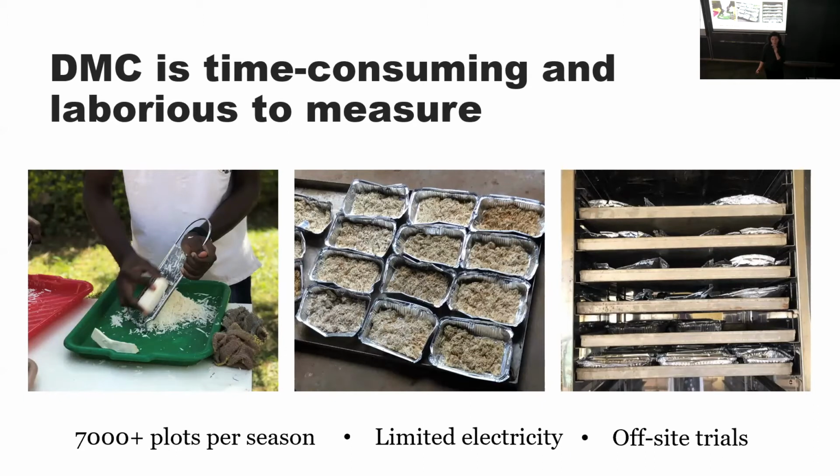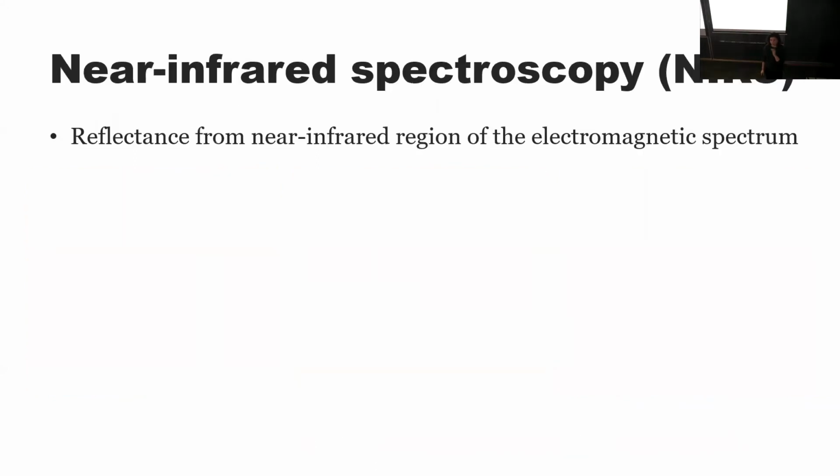And when you consider that there could be thousands of plots per breeding program per season and limited electricity that could make the ovens go offline, and then off-site trials that you have to transport the roots back and forth, that creates a lot of work. So the goal is to reduce the amount of work that breeding programs have to do each season. And that's where near-infrared spectroscopy comes in.